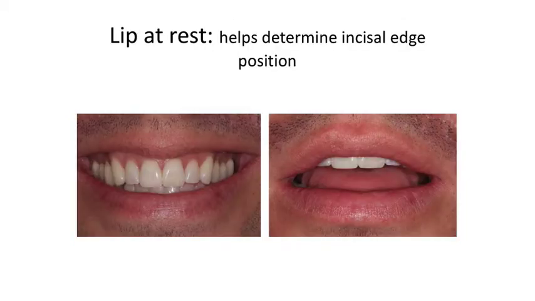The other thing that helps determine where we put the edges of the upper front teeth is what we call lip at rest. So here you see a young man who has a nice smile, nice position of teeth while he's smiling. And if we get him to relax and not smile and just be in a restful position, you can see that there are several millimeters of his front teeth showing when his lip is at rest. Now this is a young man in his early 30s.